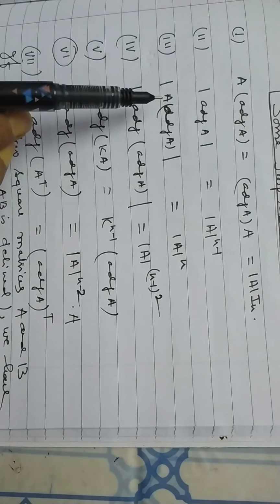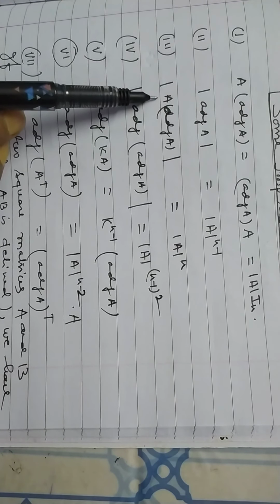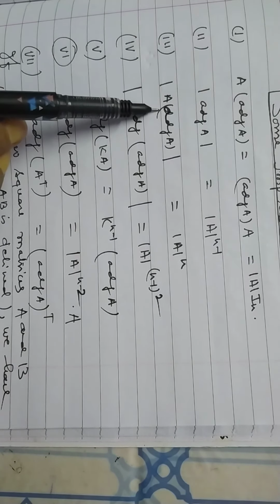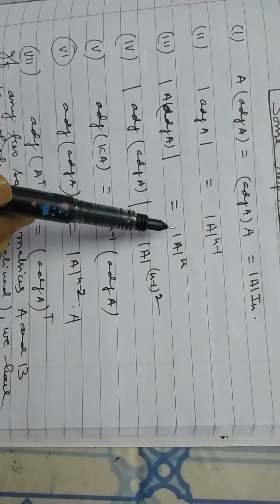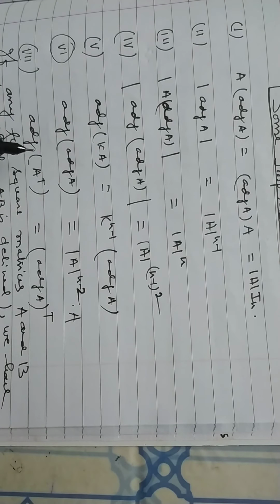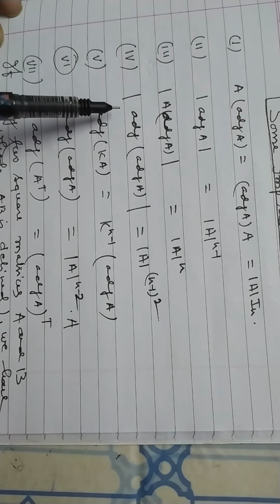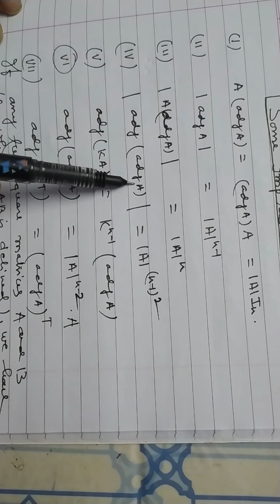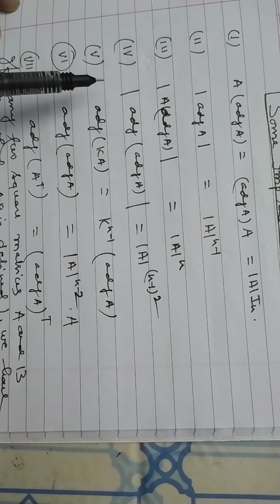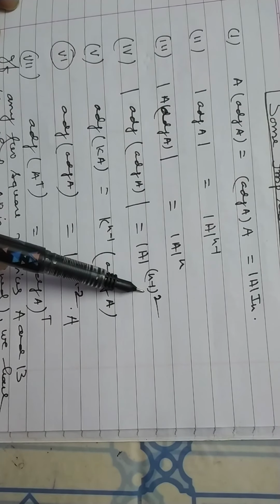So again, if we consider the determinant of A into adjoint A, it will be determinant A to the power n. Again if you take determinant of adjoint A, it is very important. It will be determinant A to the power n minus 1 square.